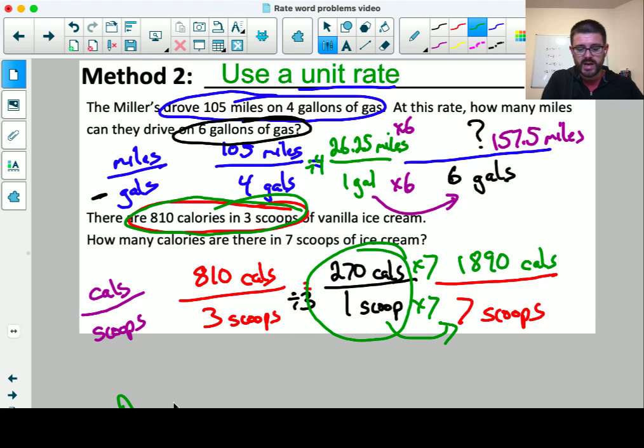So do not do the next page. Let's see who paid good attention. So don't worry about that next page in your note packet. That's for later this week. All I want you to do is this first page of this lesson. We did 2 examples on equivalent rates, 2 examples on unit rates, and now we're ready to put it all together.